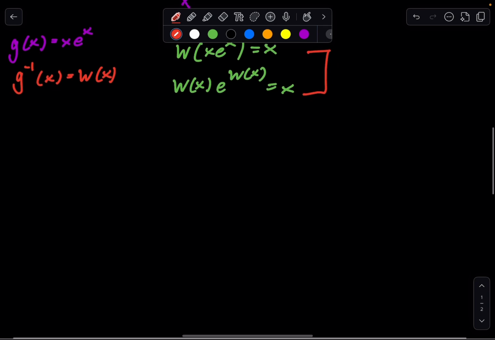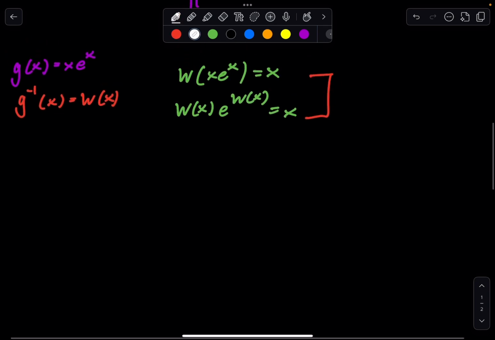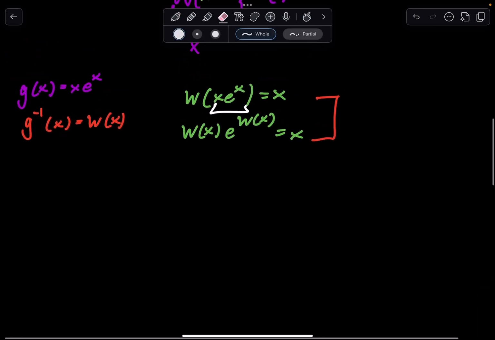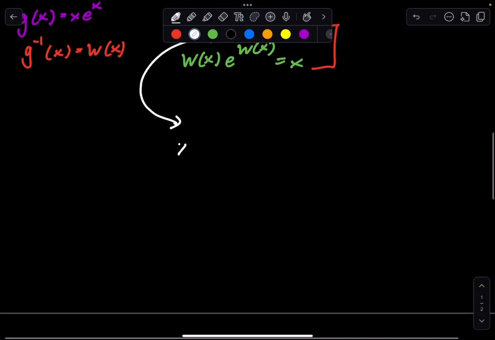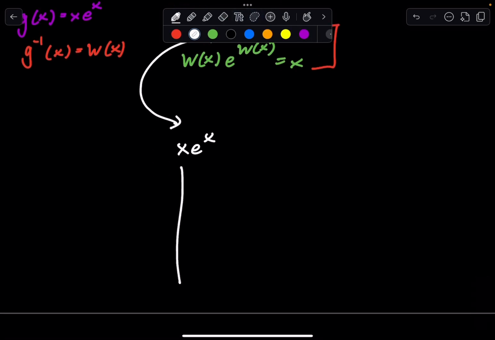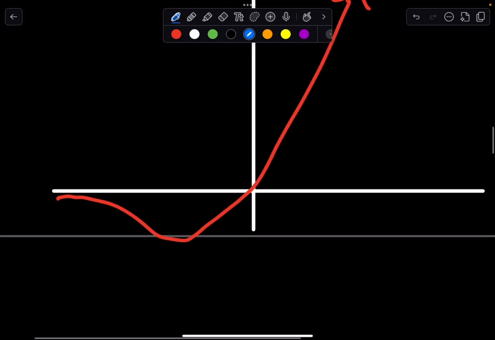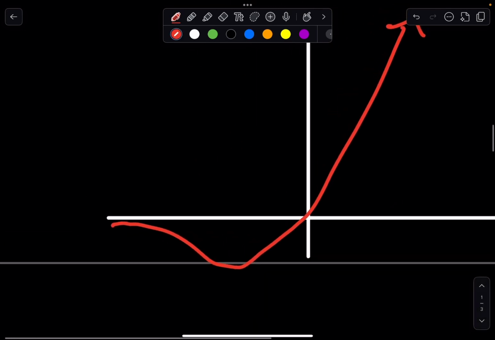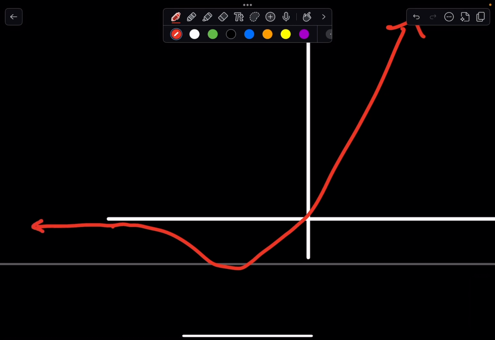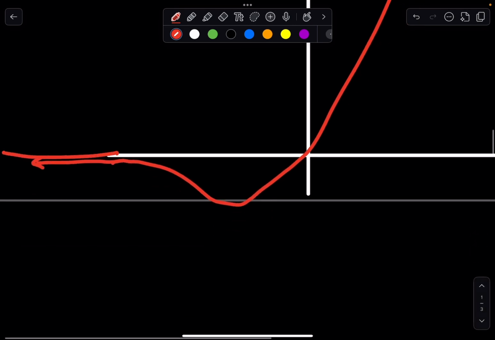Let's begin by graphing our function that's really carrying this entire thing, which is x times e to the x. Let's make a graph, just like that. So you're going to see that this line is going to continue on for infinity. It's going to be asymptotically approaching 0, this line right here.